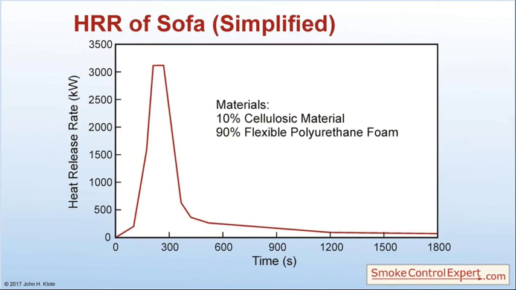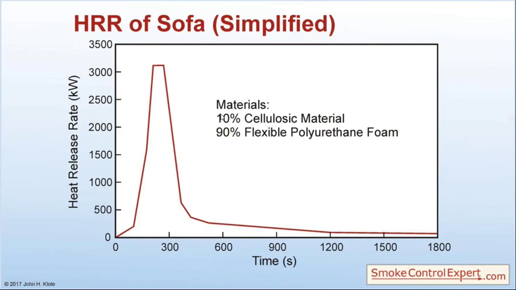Polyurethane foam has a very high soot yield, and that means that it's a challenging smoke to deal with from a visibility standpoint, and it needs to be diluted a lot so that you can see well through it. And the little bit of cellulosic material would be the wood frame.